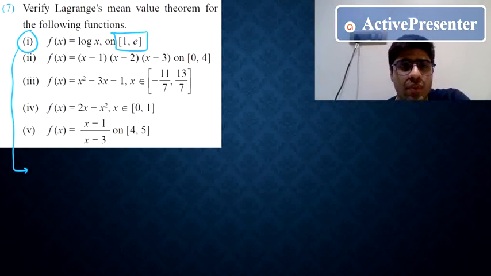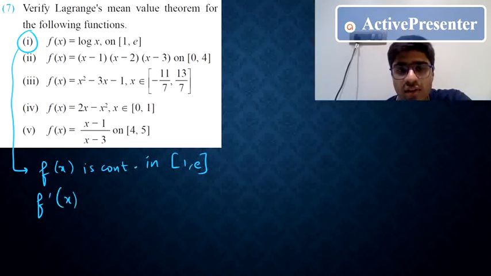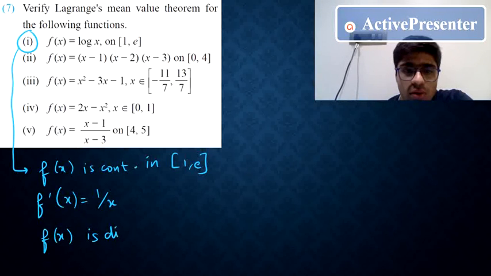In the interval 1 to e, the function is going to exist for all values of x. So we can say that f of x is continuous in the given interval which is 1 to e. And if you take a derivative of that function which is 1 upon x, you see that 1 upon x is also going to exist at every point in the given interval. 1 upon x will not exist when x will be 0, but x does not lie in the interval. So for every point lying in the given interval, f dash x is going to exist. And if f dash x will exist, we say that f of x is differentiable in the interval which is 1 to e.